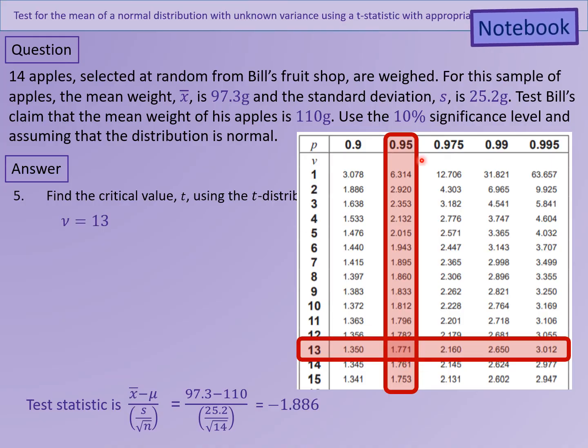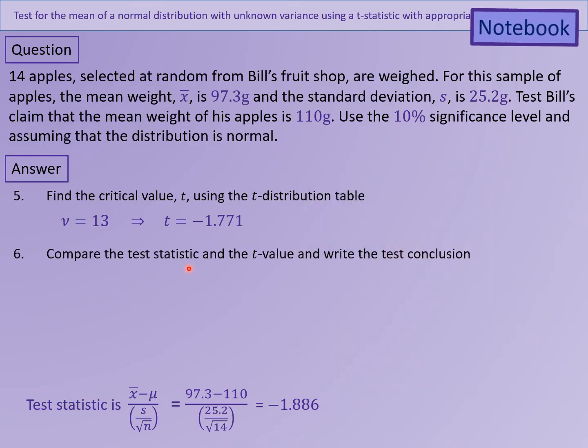Notice that this table only deals on the positive side of the curve, on the bell-shaped symmetrical curve. And that's because if you're looking for the opposite side, you could just take the negative version of that. So in this case, my t value that's important is minus 1.771. It's a negative version. And now I can just compare and write my conclusion.